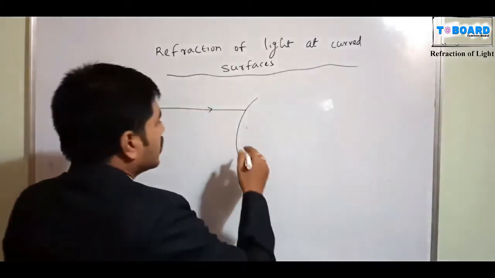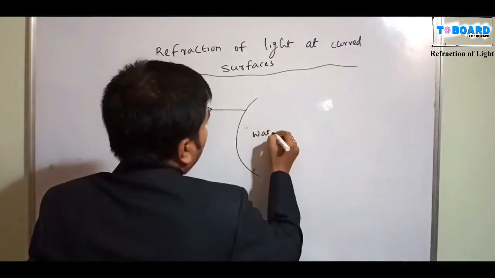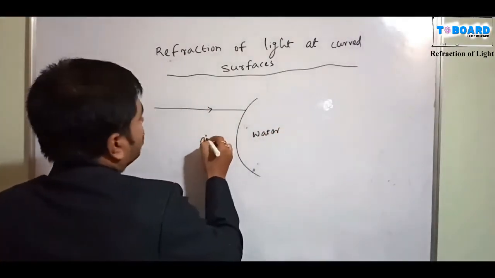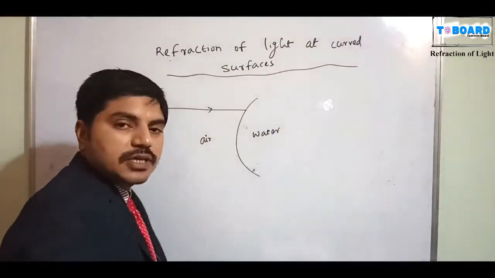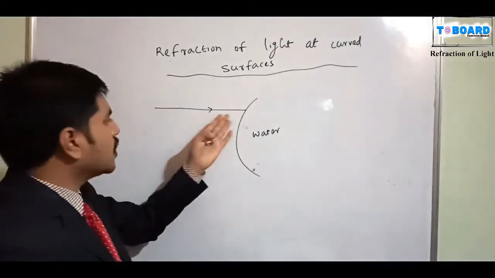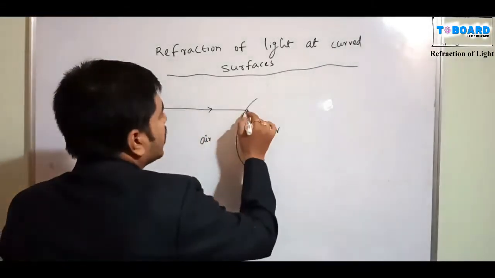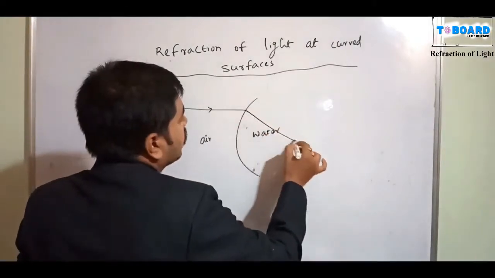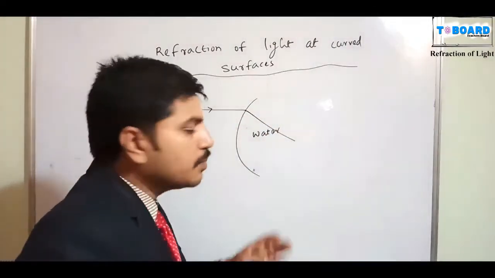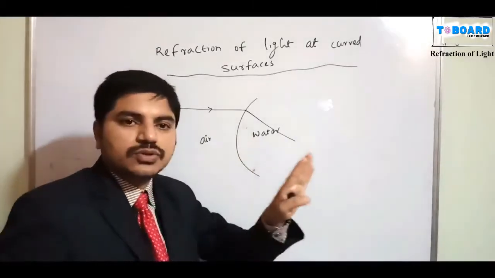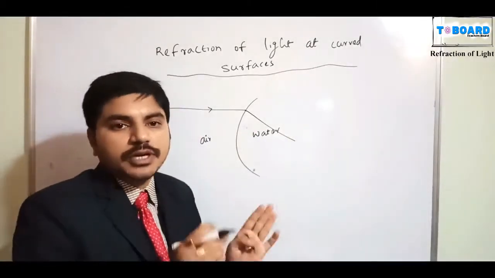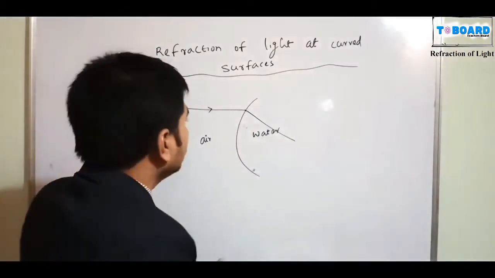For example, this is water and this is air. The ray is coming through the air from a long distance. Then after it comes through the air, it enters inside the water. So you know that the bending of the ray is called refraction. The bending of a ray is called refraction.